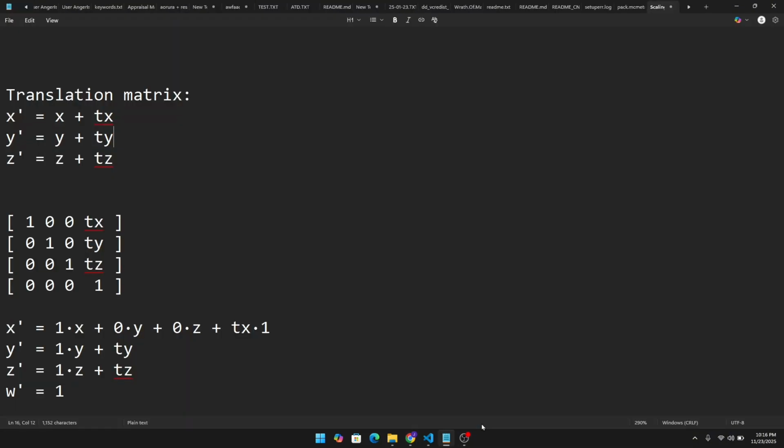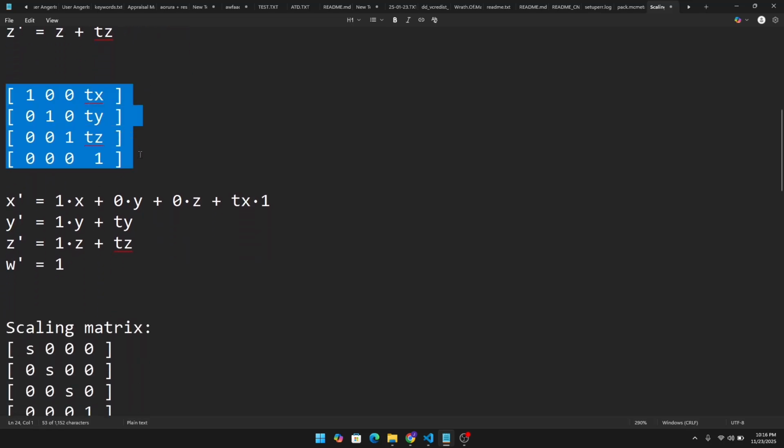So in the translation matrix derivation, translation moves the object by adding tx, ty, and tz. To get tx, ty, and tz, you have x equals x plus tx, y equals y plus ty, and z equals z plus tz.